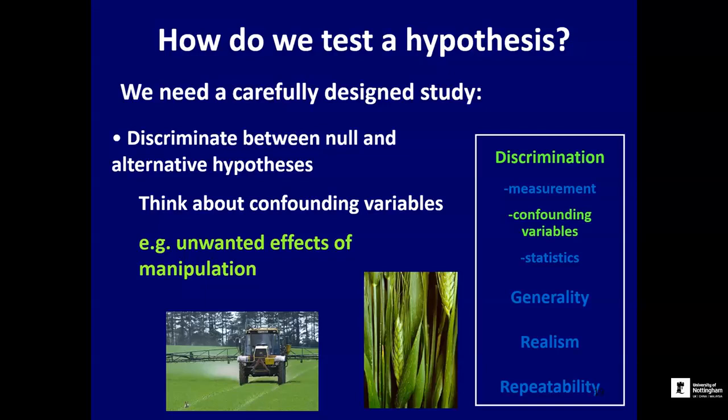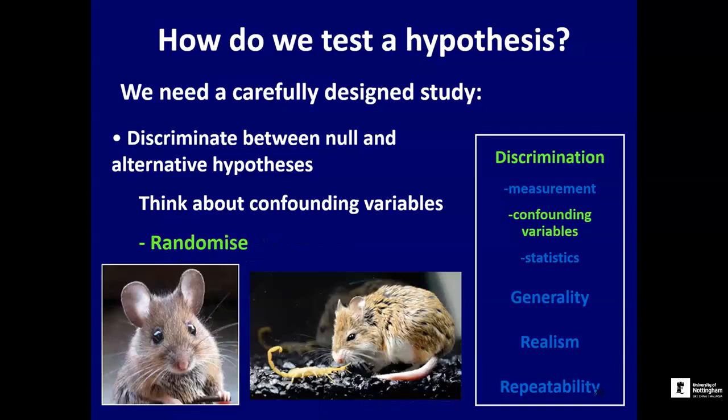So another classic kind of problem in experimental design is an unwanted effect of a manipulation. You think you're manipulating only one thing, but actually you're accidentally manipulating other things. So how do you deal with this problem? Well, what you want to try to do as a starting point is to randomize your data within an experimental treatment so that the data are independent as much as possible.